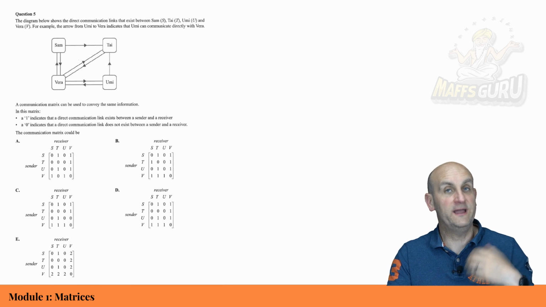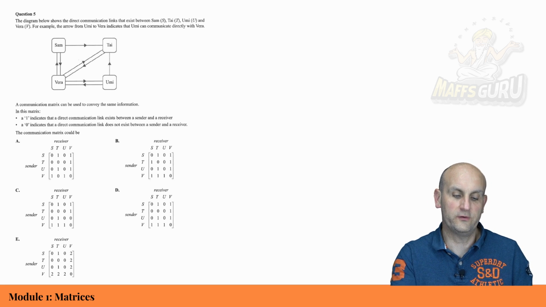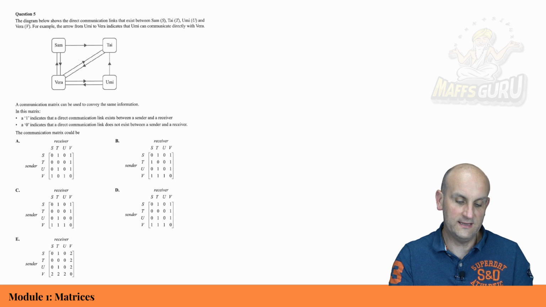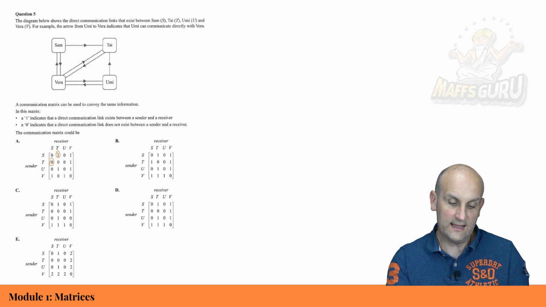Looking at question number 5, I did exactly the same thing as a moment ago. Sorry about this being really small, but the diagram below shows a direct communication link that exists between Sam and Umi. So what I did was say, well, Sam can only talk to Ty. Because these things are symmetrical, Sam can only talk to Ty. That means the sender for S will be a 1 and T will be a 0. So S, yes, that's correct, but that's not correct, because T can't talk to S. So that has to be a 1.